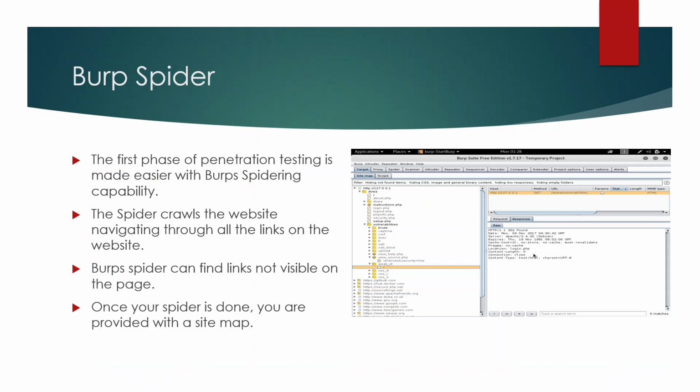First we have the Burp Spider. It helps the pen tester do reconnaissance on the website by spidering through all of the links, or crawling through all of the links on the website, and building a sitemap.